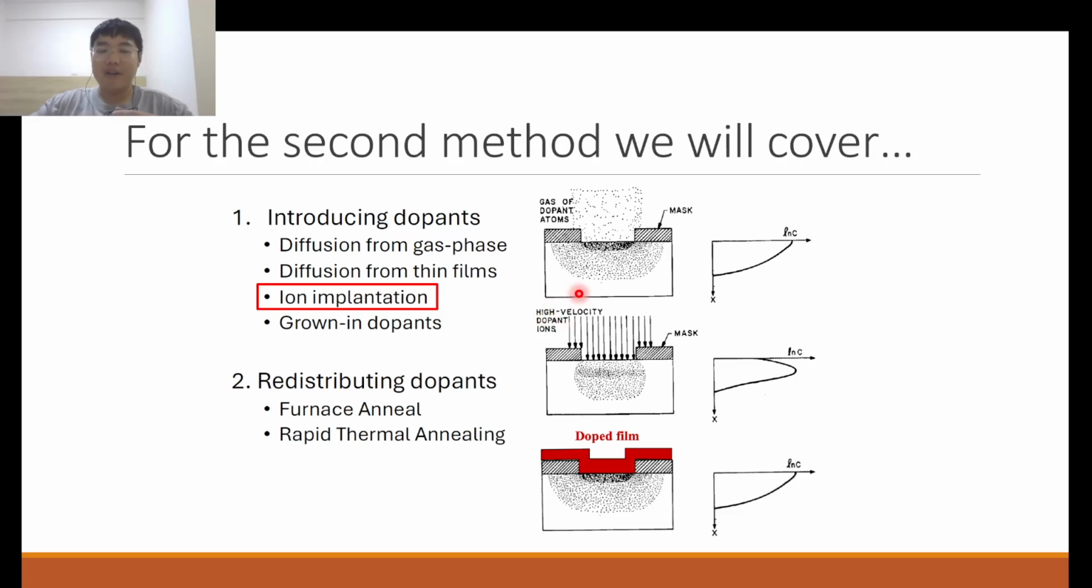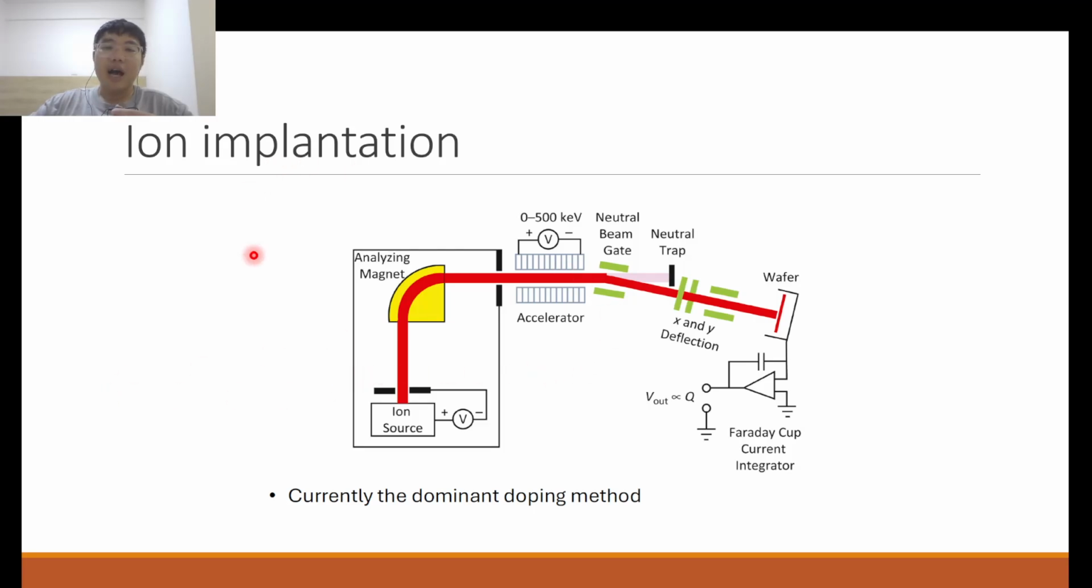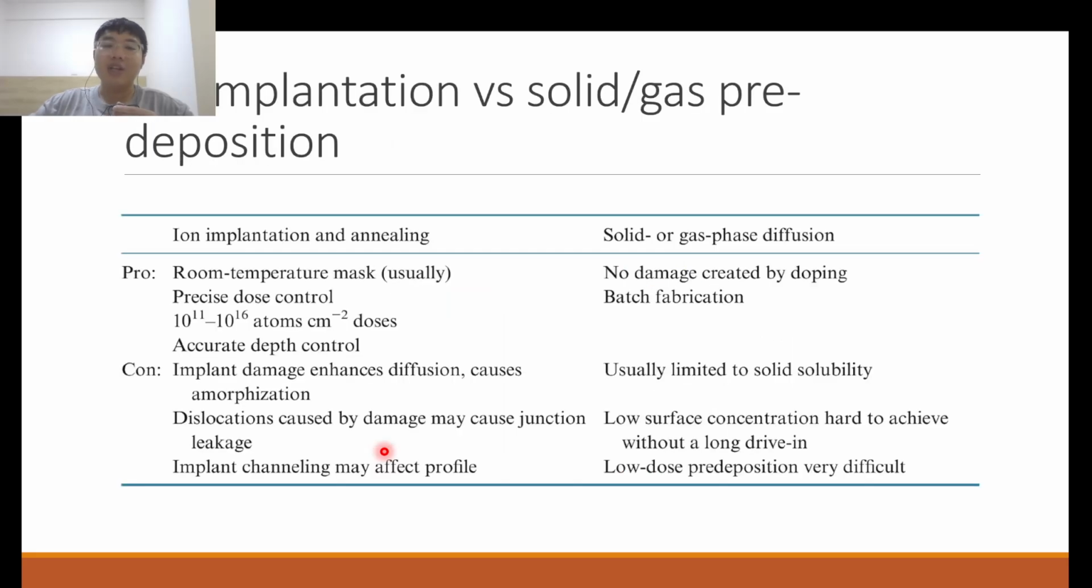Okay, so now I've covered a bit on diffusion. So now for the next section, I'll focus much more on ion implantation. Okay, so how does ion implantation work? I'll cover that later, but for now just know that ion implantation is currently the dominant doping method. So why is it the dominant doping method?